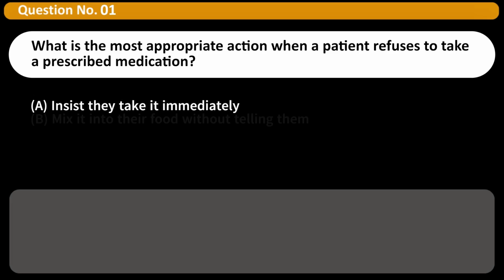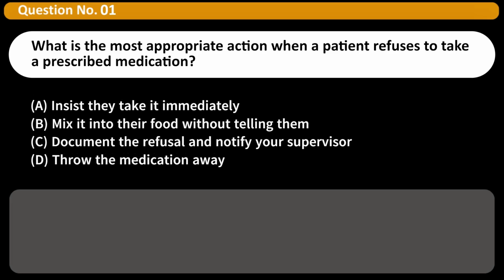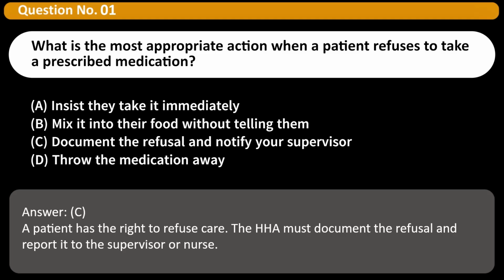What is the most appropriate action when a patient refuses to take a prescribed medication? A. Insist they take it immediately. B. Mix it into their food without telling them. C. Document the refusal and notify your supervisor. D. Throw the medication away. Answer: C. A patient has the right to refuse care. The HHA must document the refusal and report it to the supervisor or nurse.